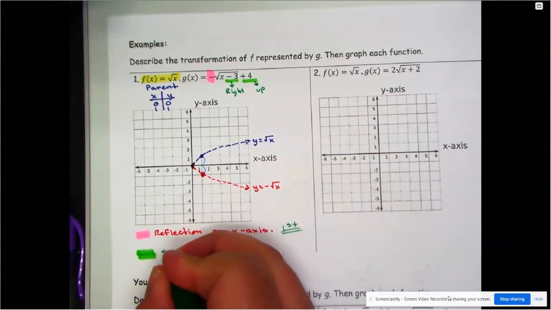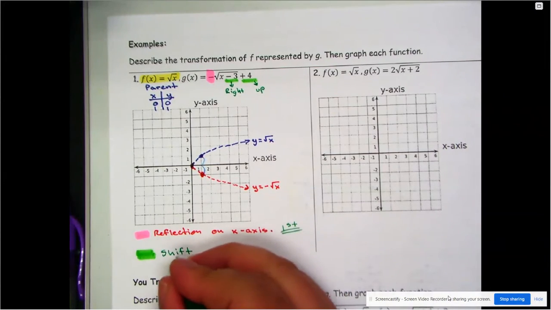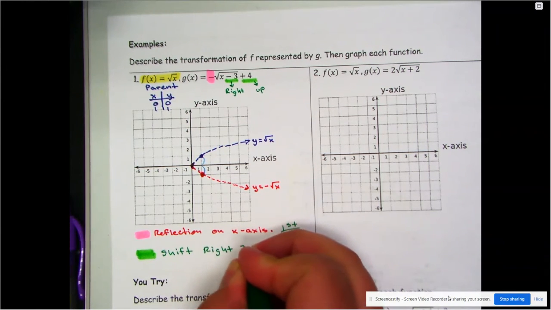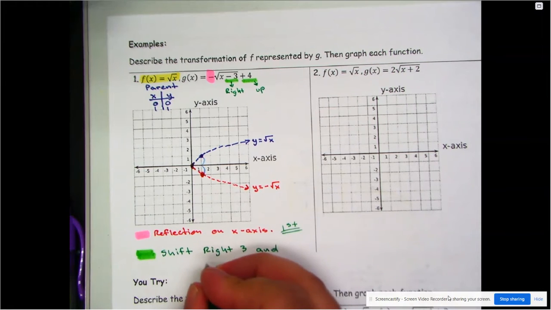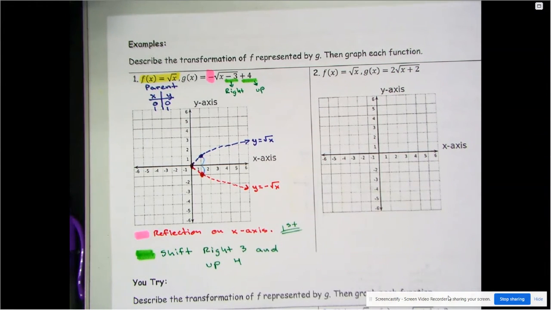We're going to shift to the right, or we're going to shift right 3 and up 4. So now we're just going to take care of these moves. So look, my description is done. The parent function has been drawn. But now here comes the official final answer for g of x.